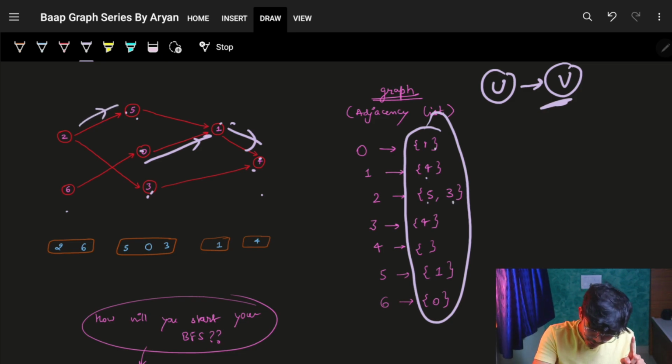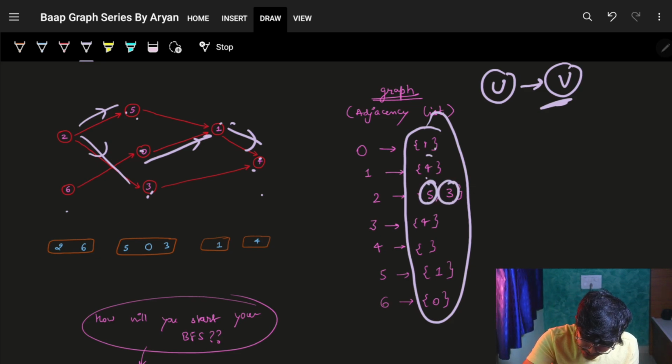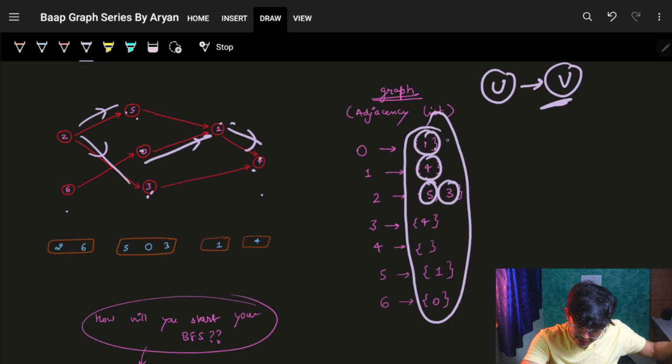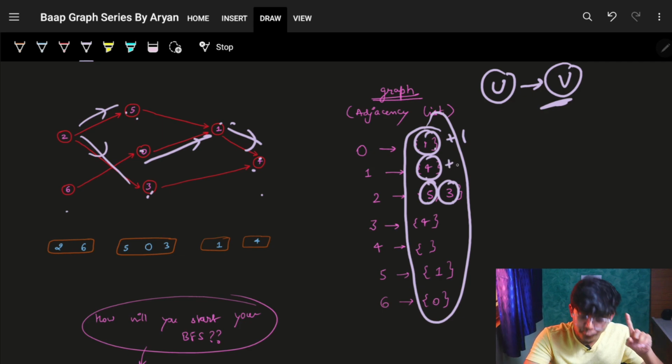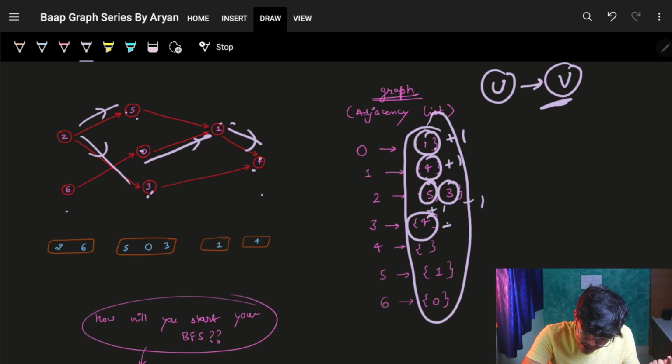Node 3 has 1 in degree from node 2. Yeah, it is there. So basically these are representing, okay, 1 has 1 in degree, I will just add a +1. 4 has 1 in degree, I will just add a +1. 5 has 1, 3 has 1. 4 again has 1 more in degree. Now its in degree is 2.